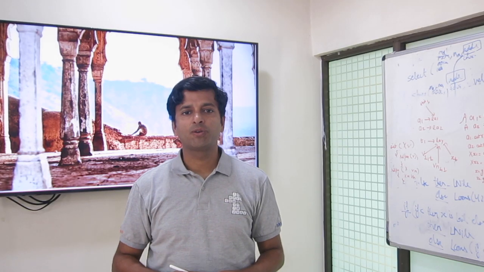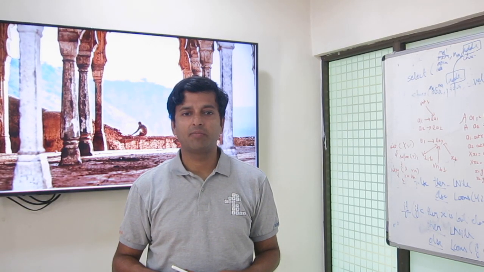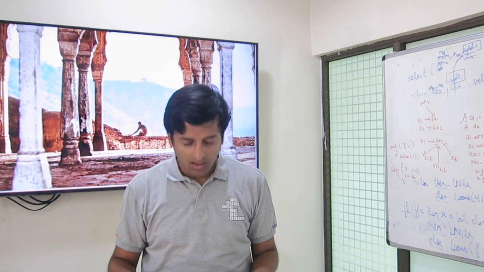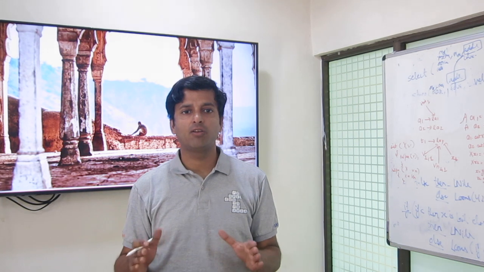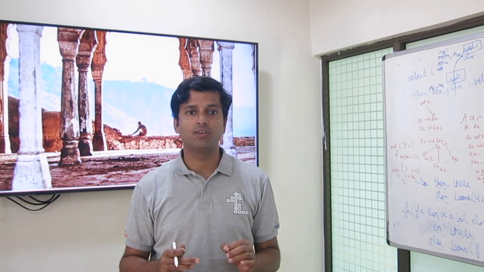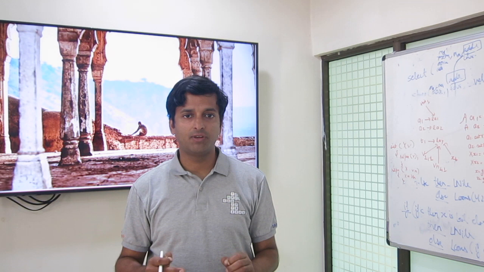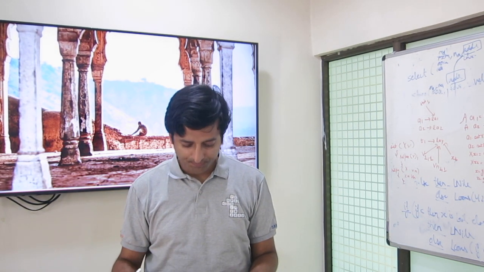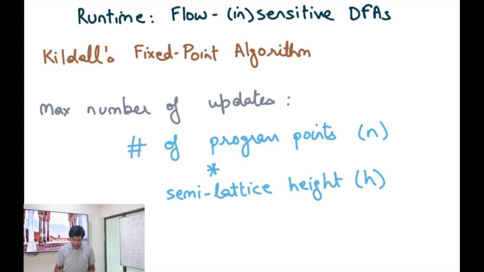In this module, I'm going to discuss the running time of a flow-sensitive DFA vis-a-vis a flow-insensitive DFA. It is common understanding that a flow-insensitive DFA is faster than a flow-sensitive DFA, and we're going to dig into this in more detail to see why. In both cases, we use Kildall's work list algorithm to figure out which edges to consider for relaxation of the DFA value.